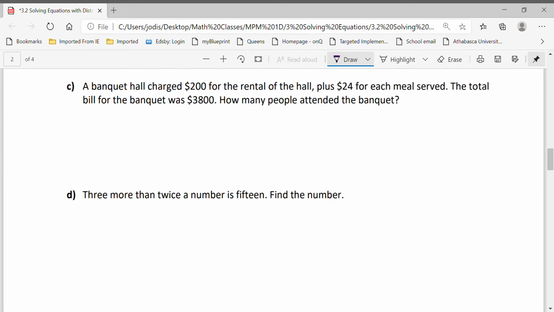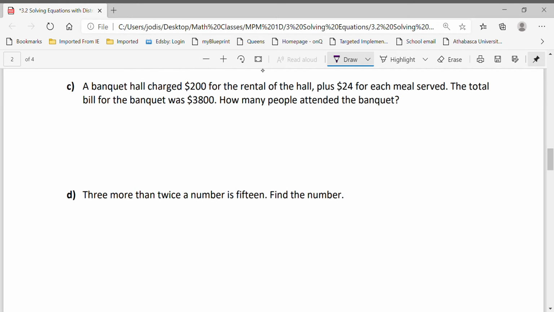Okay, so let's try part C here. We've got a banquet hall that charged $200 for the rental of a hall. So if you rent it, it costs $200, plus they charge $24 for each meal that they served. So every person that eats has to pay $24. The total bill for the banquet was $3,800. Now we want to know how many people attended the banquet.